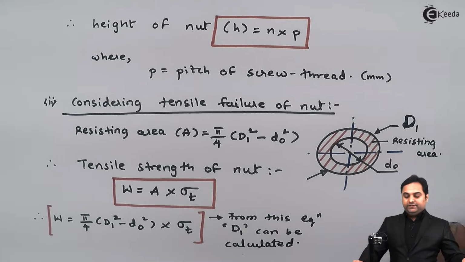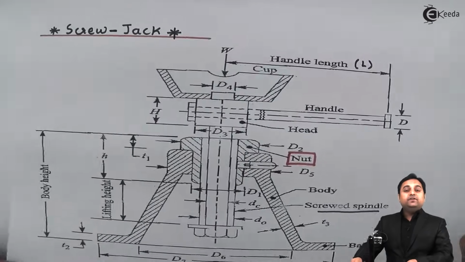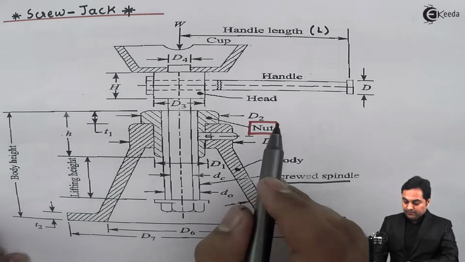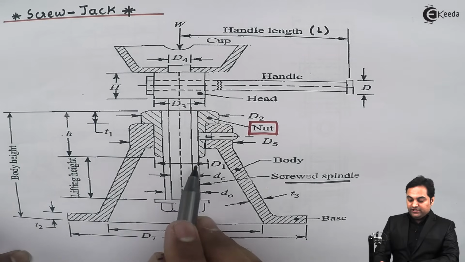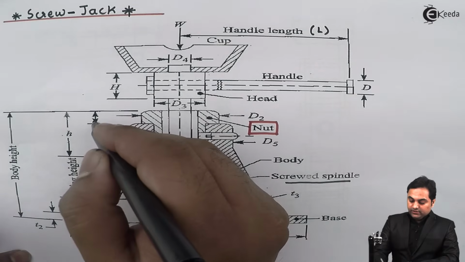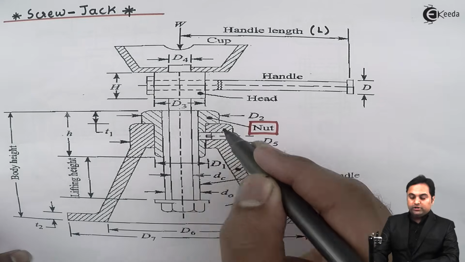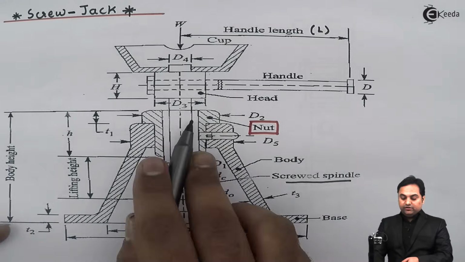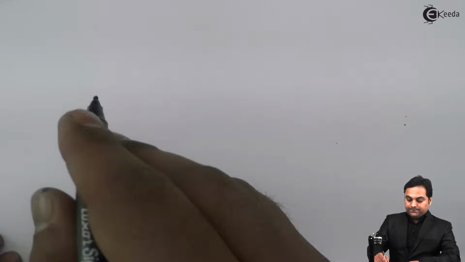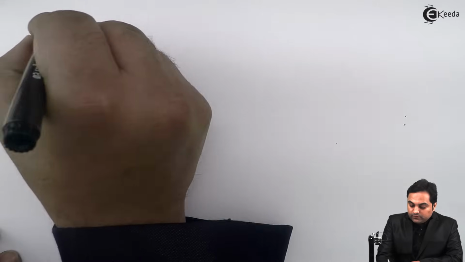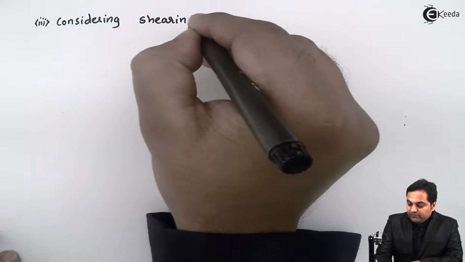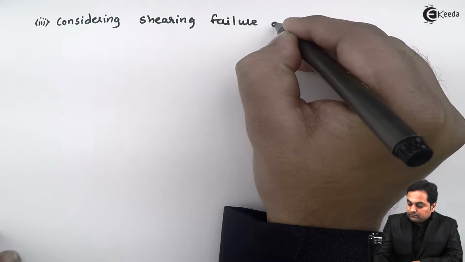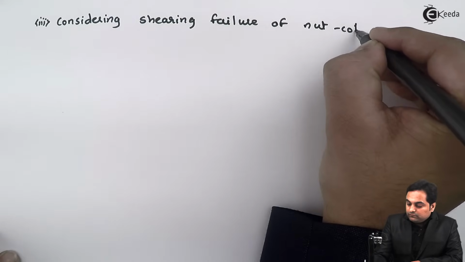So here we complete the second point in step number 2, that is the design of nut. Here, what are the things we have designed, I'll just give an overview. In step number 2 we have designed the height of nut and we have designed the outer diameter of nut D1. Now next, here I will be designing the thickness of this nut collar, and for that I will consider the shearing of nut collar. The next consideration is considering shearing failure of nut collar.